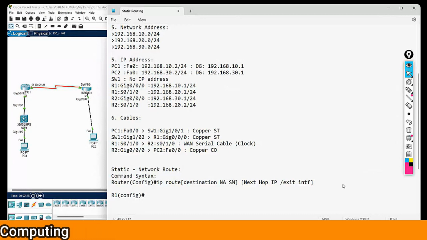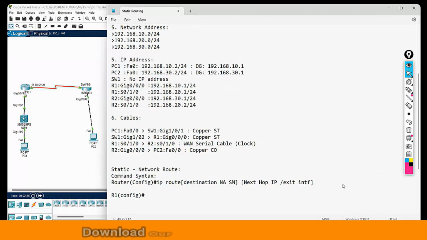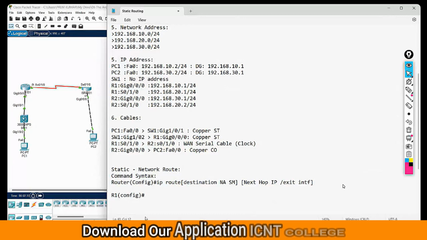We don't need to create them. We don't need to configure. Automatically it comes. But whichever is not there, we need to configure. So in our case, in this topology, 30 is not there. So I'm going to add 30 manually in the routing table. Statically I'm going to add. So the ip route command.